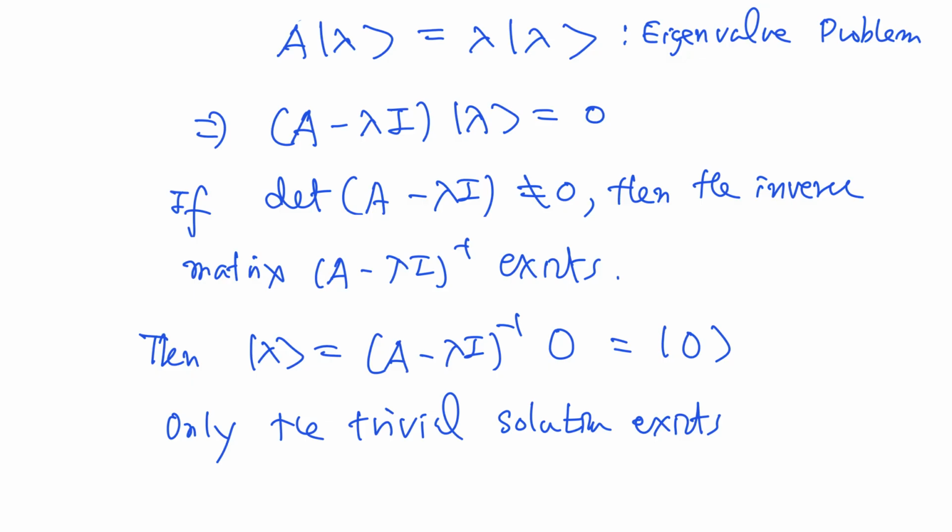So if we would like to have a non-trivial solution, what will be the condition? The determinant is equal to 0, right? When the determinant of A − λI is non-zero, the zero solution, called the trivial solution, exists. It's trivial. So for non-trivial solutions, what will be the condition? The determinant has to be 0.